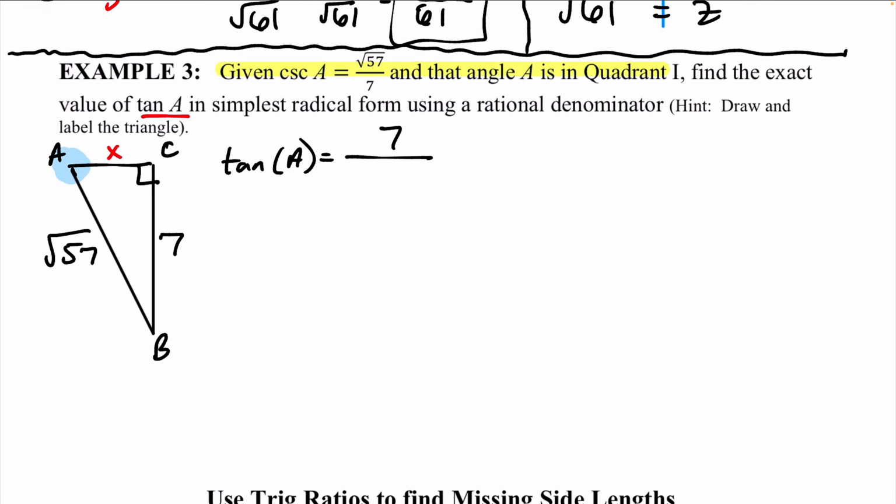Adjacent to 7. Or sorry, adjacent to A. Is that going to be square root 57? No, that one's got a special name, right? Hypotenuse. It's going to be X. So that means I got to figure out what the missing side is. So we're going to do our A squared plus B squared equals C squared. Remember, the hypotenuse goes on the other side of the equal sign. So if I have an equal sign here, hypotenuse is square root 57. That goes over there.